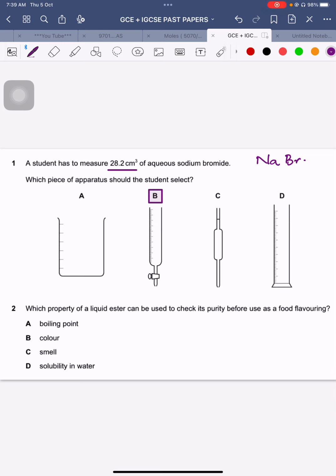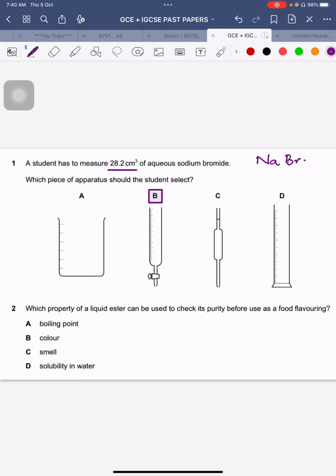Why is it so? Because B has a top value of 0, whereas at the bottom near the tap it is 50. So it is 0, 0.1, 0.2, 0.3, 0.4, 0.5, and then finally 1, then 1.1, 1.2, 1.3, etc. So it is giving a very accurate measurement.